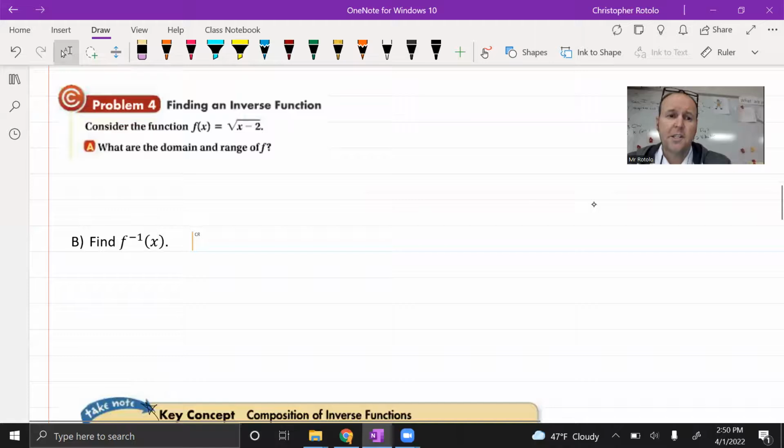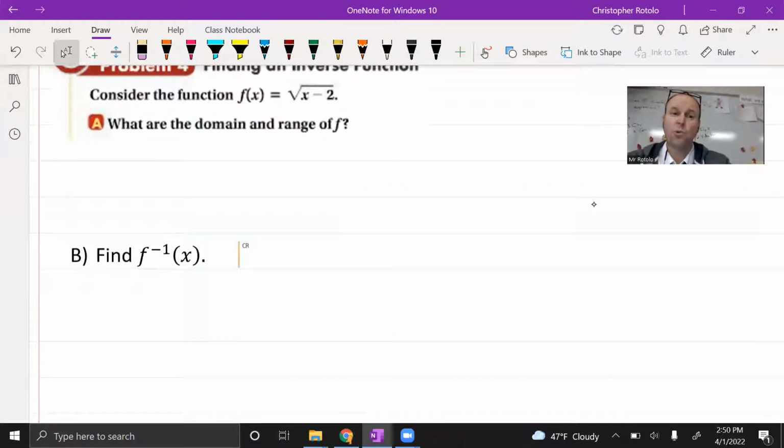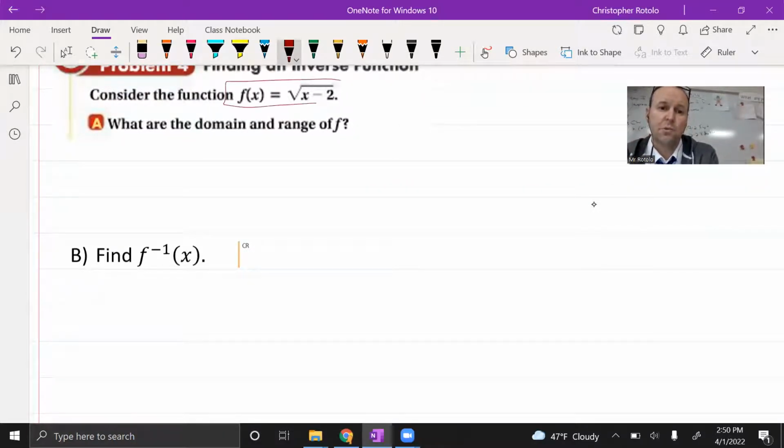All right, the next one, same thing. I do have a question for you here: the domain and range of this square root function. Remember, the square root function typically looks like this. So I would go with domain, x is greater than 0, the range, y is greater than 0. But this one has been moved. If it's minus 2, x minus 2 has to be greater than or equal to 0. So x is greater than or equal to 2 by adding 2.